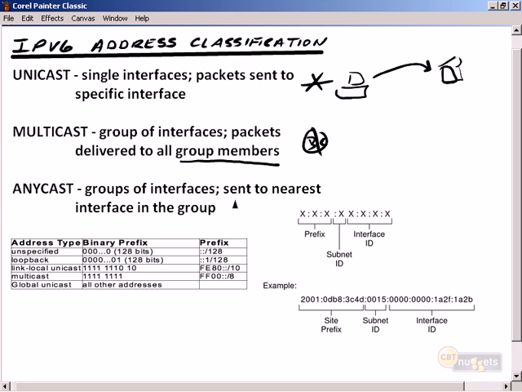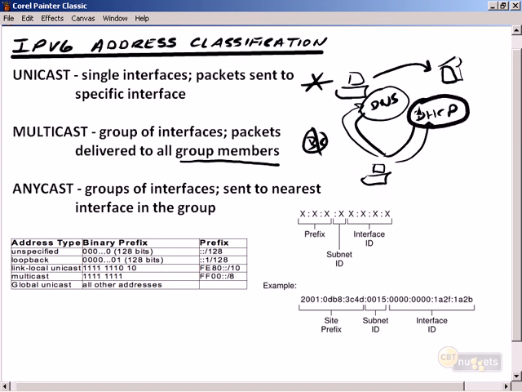Then of course we have the anycast, and this is not actually that much in use right now. Anycast is also a group of interfaces, but we send the packet to the nearest interface in that anycast group. For example, if I have a host, I might want to send a message to a DHCP server or a query to a DNS server. I could have multiple DNS servers or multiple DHCP servers in an anycast group, and I could be sending it to the nearest one. Nearest in terms of cost, not necessarily geographically. The one that has the least impact on my network.